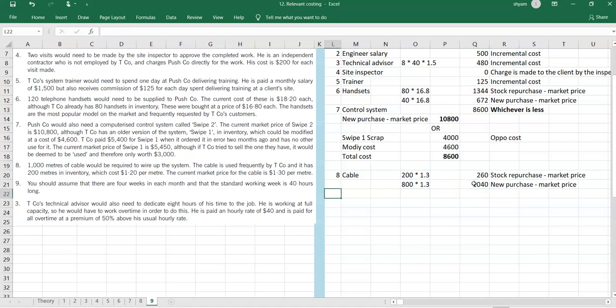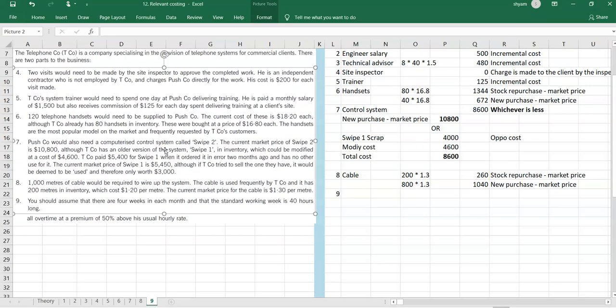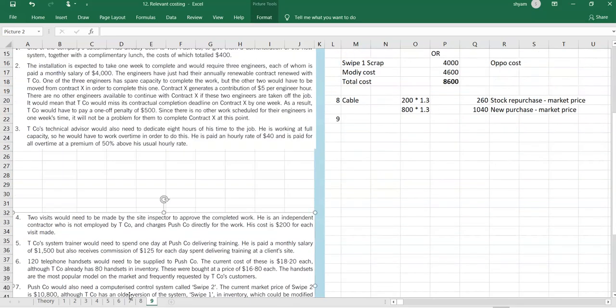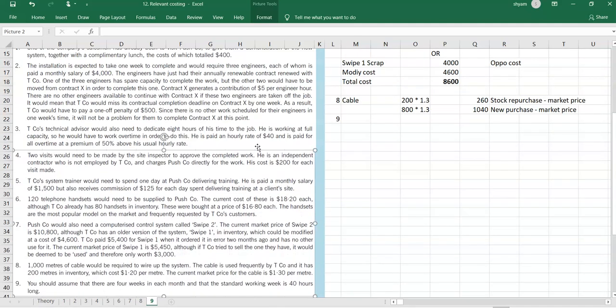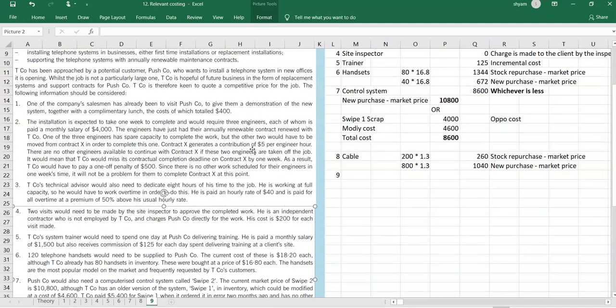So we got the 8th one. We'll go to 9. So 9 is, you should assume that there are 4 weeks in each month and that the standard working week is 40 hours long. Okay, so I think now he has given us the concept for the point number 2. Okay, the point number 2, he has given the data now. So point number 2, I think we'll work out here.